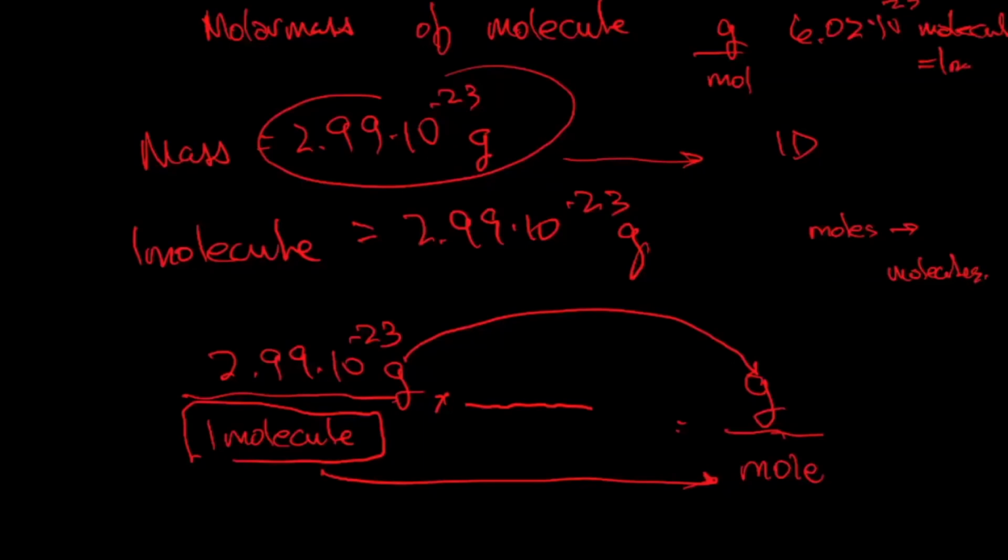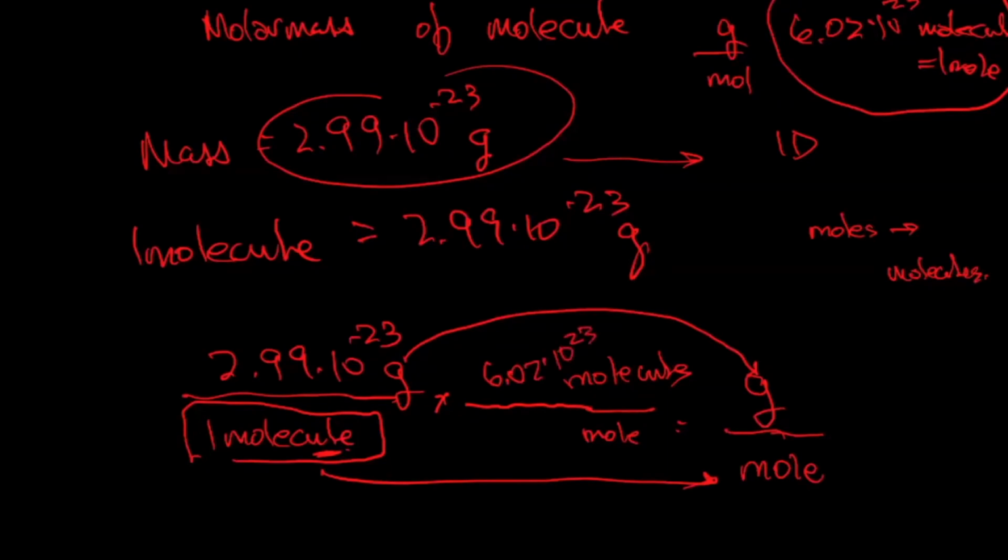equals 1 mole. You see how you make this problem easier if you do dimensional analysis? You see how you have molecules here? You need molecules up here, and you need moles down here. Now you put 6.02 times 10 to the 23rd with the molecules and 1 mole on top. And then if you put it in your calculator, 2.99 times 10 to the minus 23rd times 6.02 times 10 to the 23rd, you will get a number that looks like, let me see.